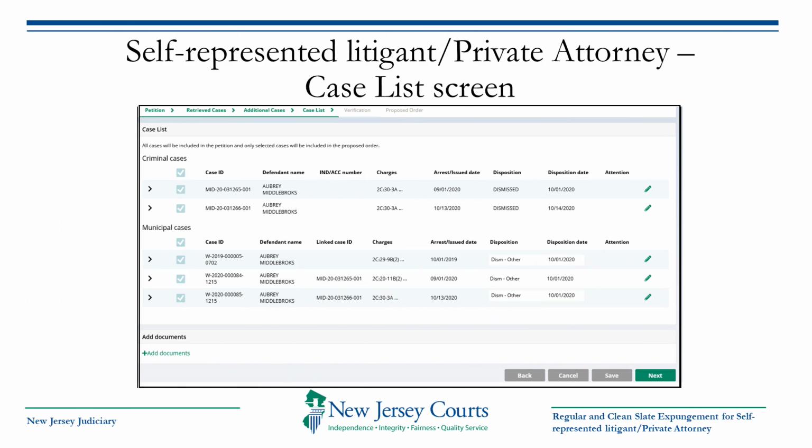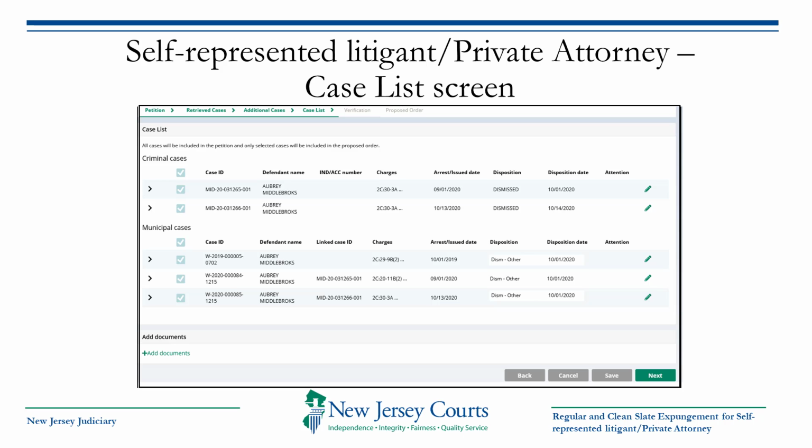The Case List screen displays the cases the petitioner selected on the Retrieve Cases screen, as well as any cases added on the Additional Cases screen. The petition PDF will display all cases that were identified and added. Only the cases selected via the checkbox are included in the proposed order. For clean slate expungements, the Case List screen will pre-select all cases, and you can choose to deselect cases to appear on the proposed order. For regular expungements, cases will not be selected on the Case List screen.